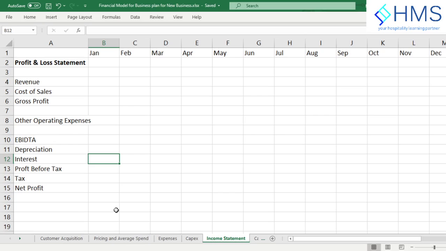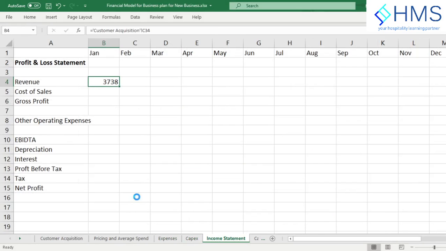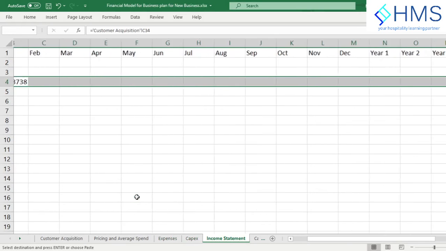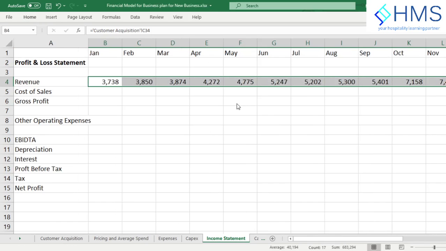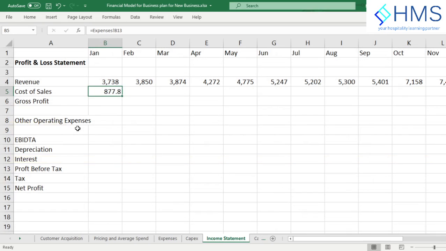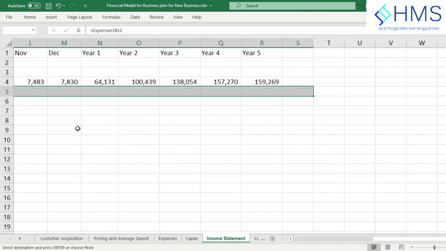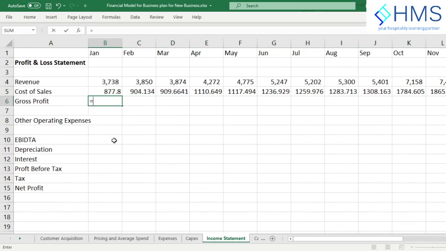So now you have almost everything. So let's link the numbers, and then we will get our P&L. So the revenue, since we have followed the same structure of the columns, we can just link one and copy the others. You don't need to link it one by one. And you have cost of sales in the expenses. Cost of sales is this much. We will beautify this later. Gross profit is going to be this much.